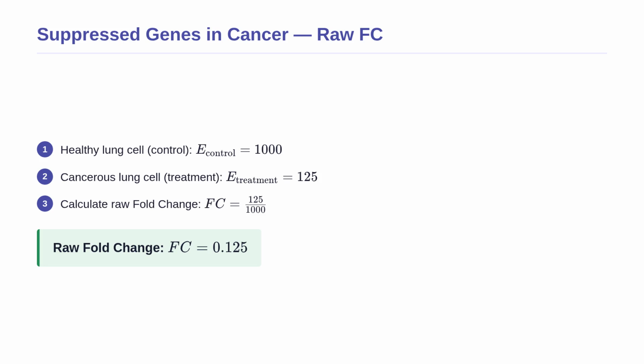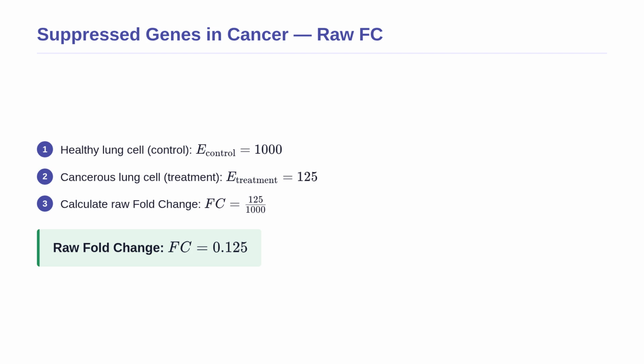Let us look at another critical example, this time focusing on disease. In a healthy lung cell, a known tumor suppressor gene called gene B has a baseline expression level of 1,000 units. In a cancerous lung cell taken from the same patient, the expression drops drastically to just 125 units.